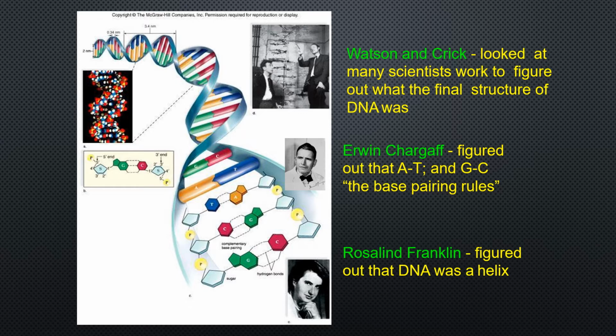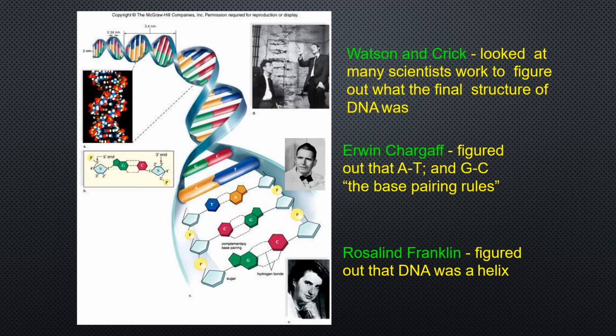And then Erwin Chargaff figured out that what holds that helix together is the pairing of bases. And in fact, we get what we call our Chargaff rules, which means that the adenine and thymine are always paired together, and the guanine and the cytosine are always paired together. And those bases coming together through hydrogen bonds hold the helix together.